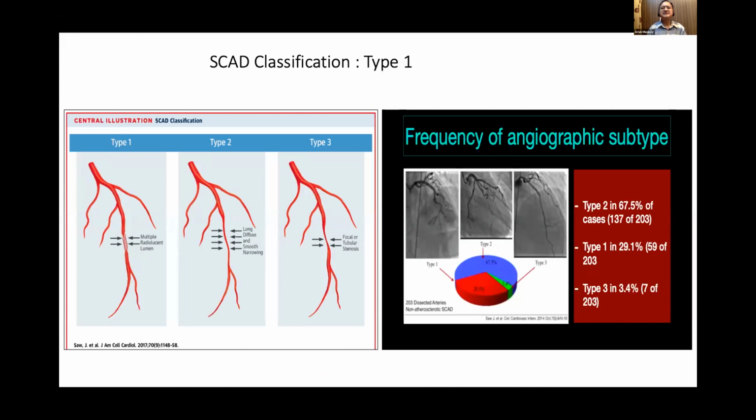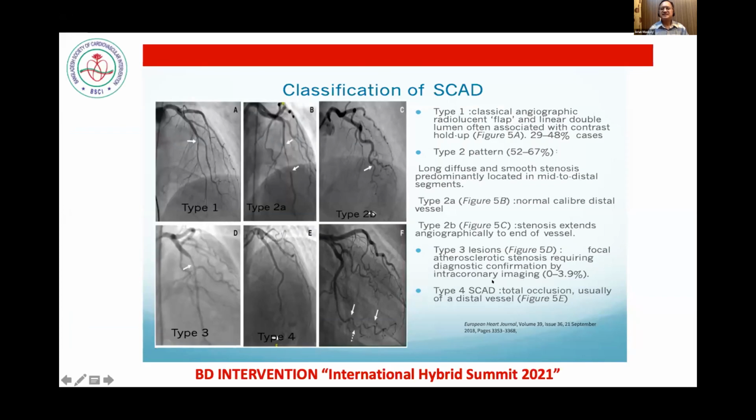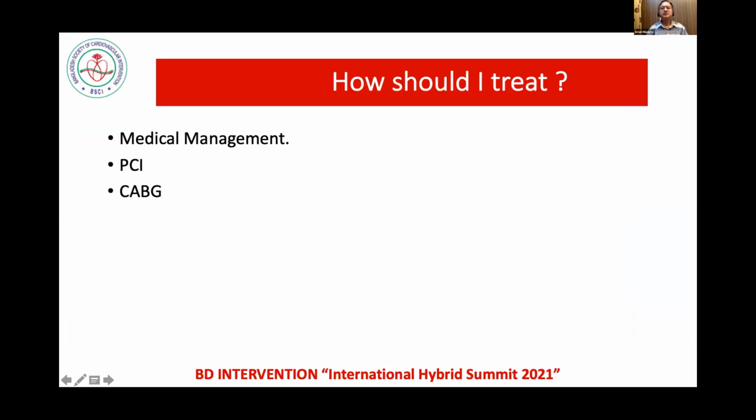if you look at this classification of spontaneous coronary artery dissection, type 1 is the multiple radiolucent lumens. Type 2 is a long diffuse lesion. A means the vessel distal to the lesion is normal; if it extends distally, it's B. Type 3 is a focal lesion, which is very difficult to identify and mimics atherosclerosis. Type 2 vessels are quite common. Somebody also classifies a type 4 SCAD if it's distally totally occluded. So this is a case of type 1 SCAD.